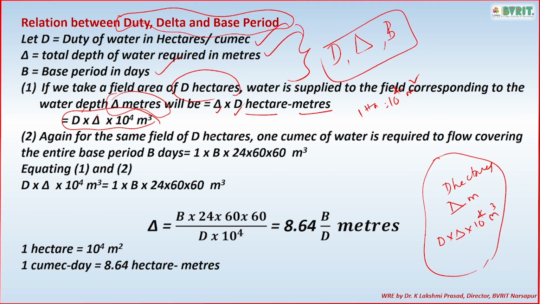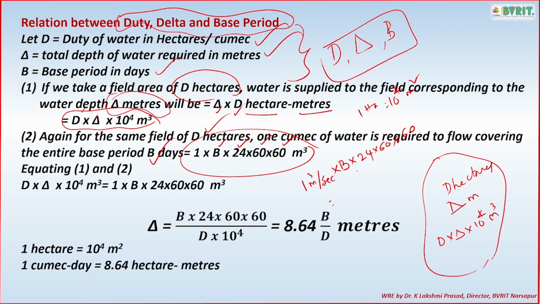So again, for this D hectares of land, if you are supplying water actually for the entire crop period, that is what we call as the base period, B days. In B days, how much you will supply? B into days, days to what you are converting it actually into hours, into minutes. So with 1 cubic of water actually, I am converting into the number of days. 1 cubic is 1 meter cube per second, into number of days, B days. B days means B into 24 is hours, into 60 is minutes, into 60 is seconds.